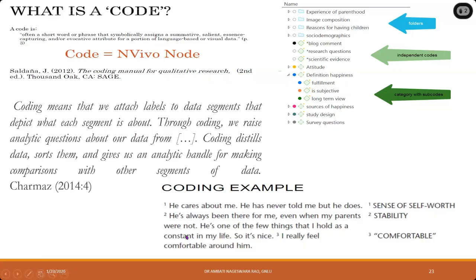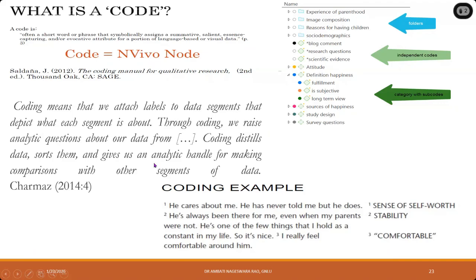Okay. Now, let's take, for example, here. He's always been there for me, even when my parents were not. He is one of the few things that I hold as a constant in my life. Now, after reading this particular sentence, the scholar came up with a code label called stability. I really feel comfortable around him. This scholar just took the word from the existing sentence. That is also possible, instead of coming up with a new code, because this particular code, comfortable, itself depicts what this sentence is all about, right?